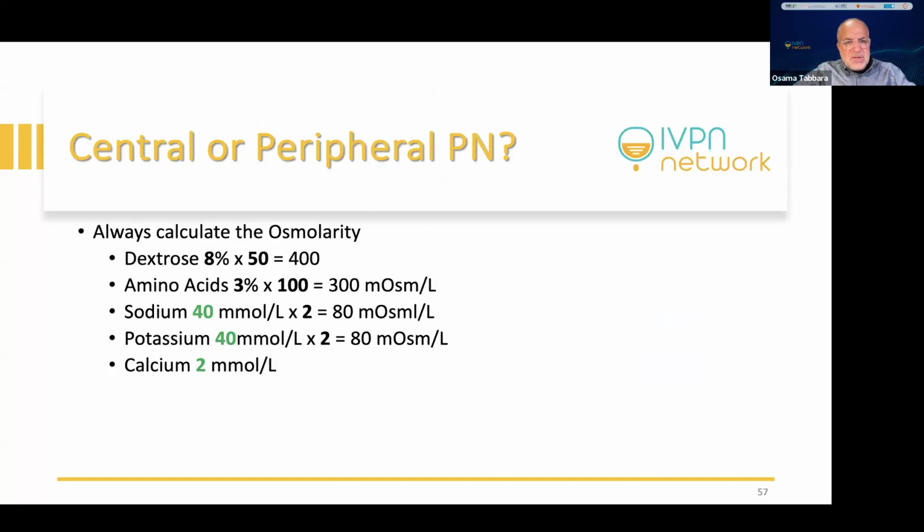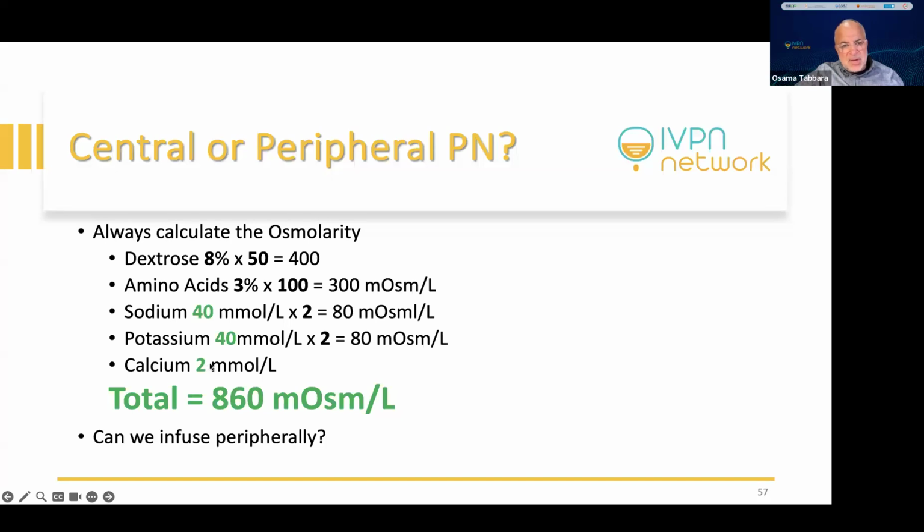We need to always calculate the osmolarity. Multiply 8% by 50 to give 400, amino acid 3% to give 300 milliosmolar per liter. Sodium we multiply by 2, as I mentioned, potassium by 2, and calcium by 2. This ends up with a total of 860 milliosmolar per liter, which means that, if the patient has a good peripheral line, we can infuse this one safely. However, we don't want to discard the formula. We can give it peripherally, but because calcium was 8 millimole, we make sure to reduce it to 2 millimole as much as possible. So can we infuse? Yes, is the answer.